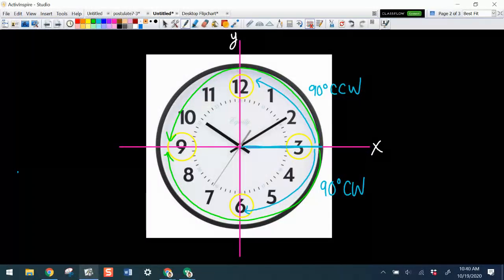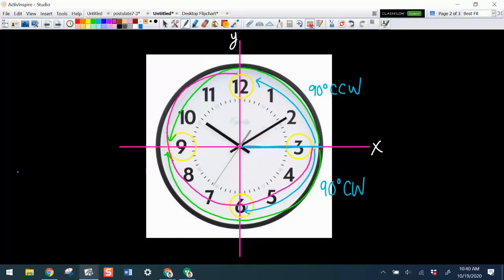The last thing I want to look at is how 90 degrees clockwise and 90 degrees counterclockwise actually imply our last degree, 270. So if I start at 3 o'clock and I travel 270 degrees clockwise, can you guess what number I'm going to end up at? I'm going to end up at 12 o'clock.